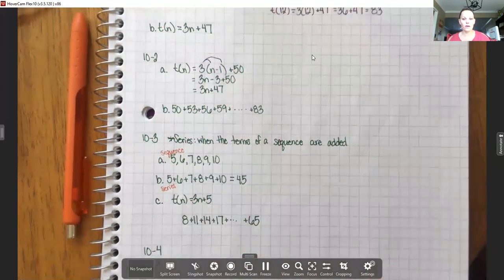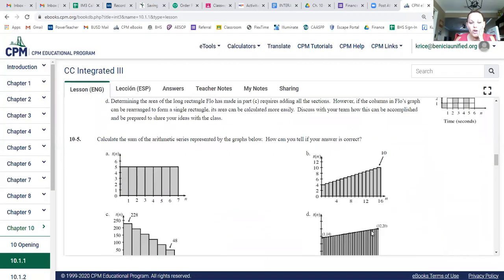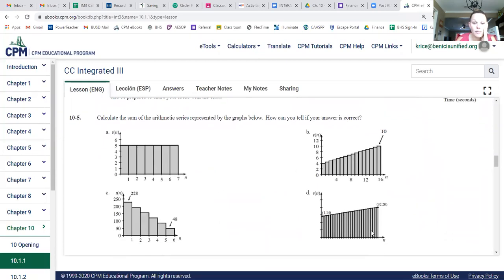So moving on to problem number 5. We're not really going to write anything down from number 4. I just wanted to show how we can do that. So we want to calculate the sum of each of these. They just arrange them in those rectangles here. So this first one, we have 5 plus 5 plus 5 plus 5 plus 5 plus 5 plus 5, or 5 times 7. So A is just 5 times 7, or 35.